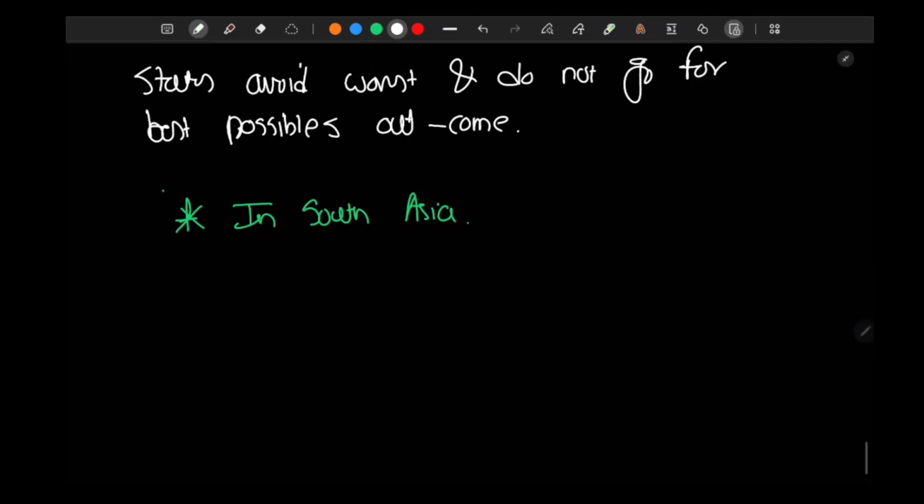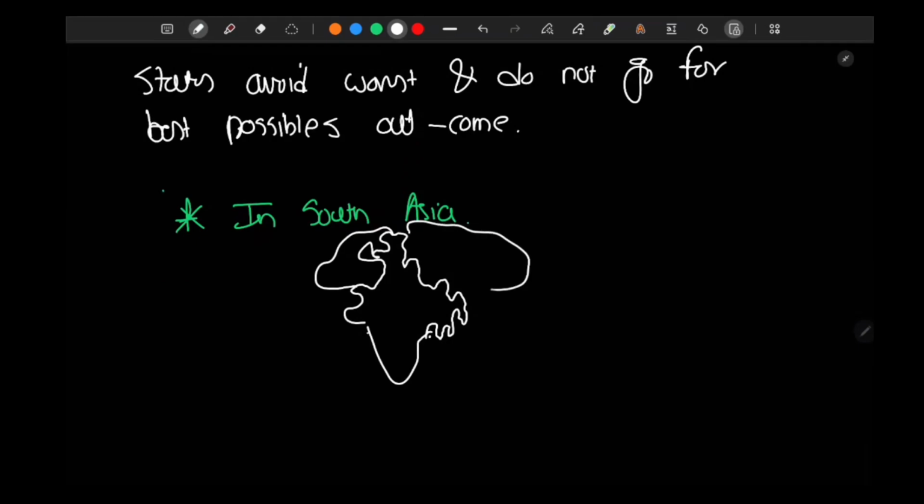In South Asia, I will make a small diagram of South Asia. This is a very bad diagram, but okay, this is what it is. This is India. This is Pakistan. This is China. This is Bangladesh. This is Myanmar. This is Sri Lanka. This is Maldives. Two nations have nuclear power here. India and Pakistan have nuclear power.